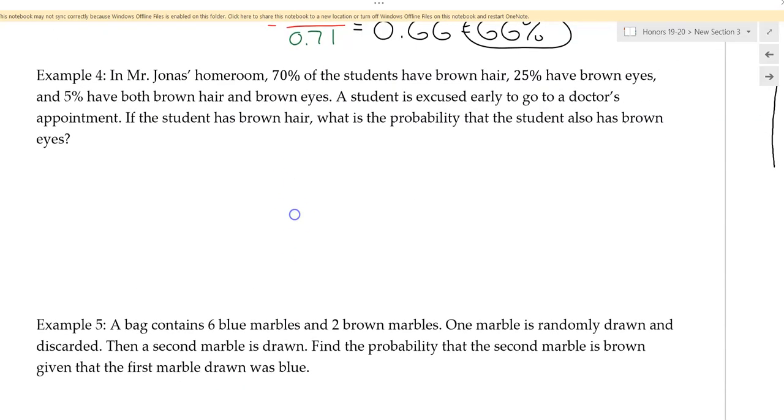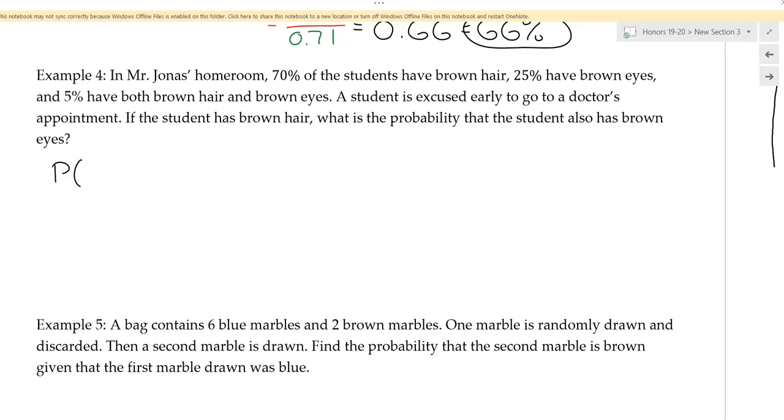Then example 4, in Mr. Jonas' homeroom, 70% of the students have brown hair, 25% have brown eyes, and 5% have both brown hair and brown eyes. A student is excused early to go to a doctor's appointment. If the student has brown hair, what is the probability that the student also has brown eyes? Okay? So this is asked in a different way. We still have to think about how I could rewrite it as our given probability.